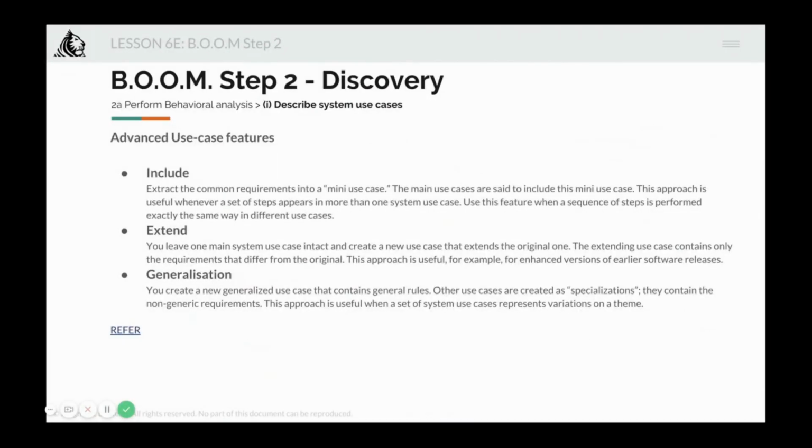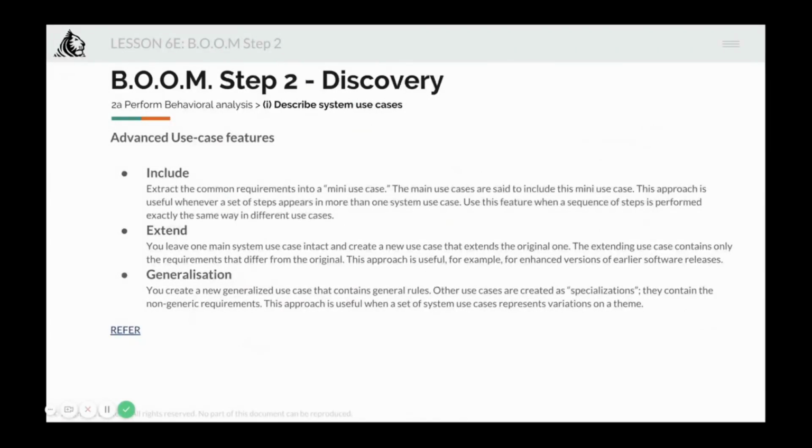Next is extend. So you leave one main system use case intact and create a new use case that extends the original one. The extending use case contains only the requirements that differ from the original. This approach is useful, for example, for enhanced versions of earlier software releases.